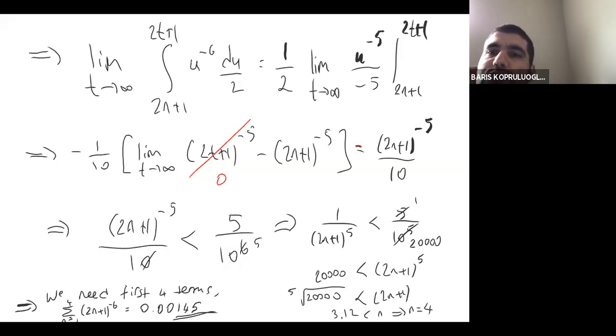Then add up the first 4 terms. It will give you 0.00145. And that's what I have to say for today.